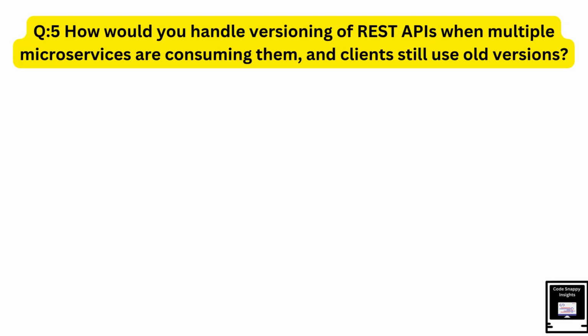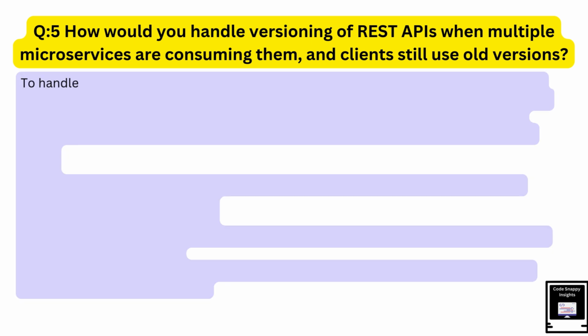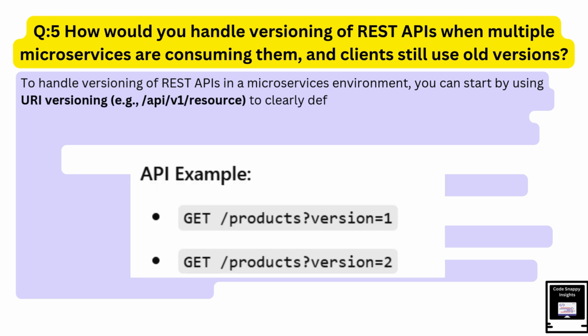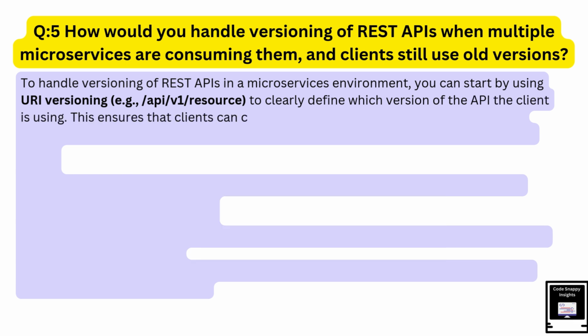Next question, how would you handle versioning of REST APIs when multiple microservices are consuming them and clients still use old versions? To handle versioning of REST APIs in a microservice environment, you can start by using URI versioning to clearly define which version of the API the client is using. This ensures that clients can continue using old versions without any interference.